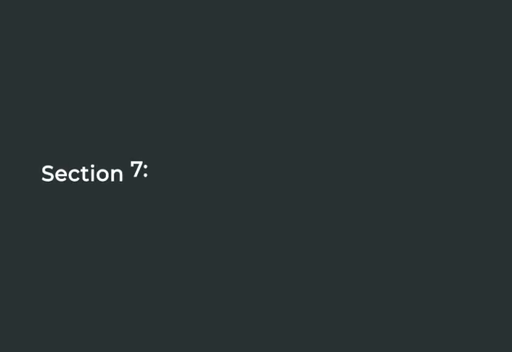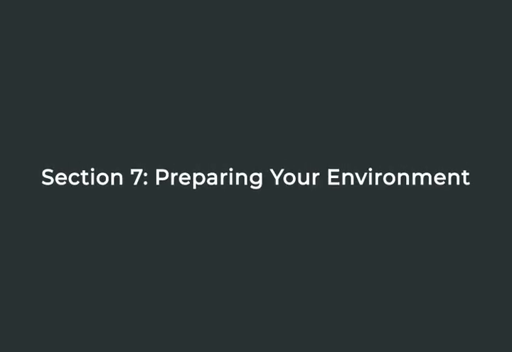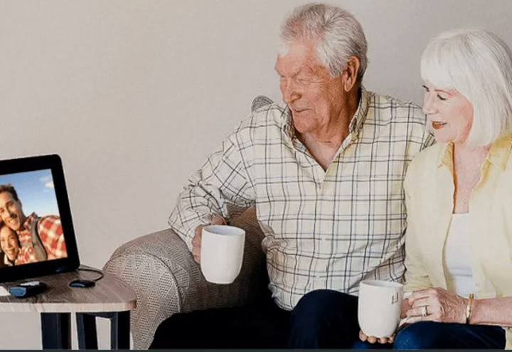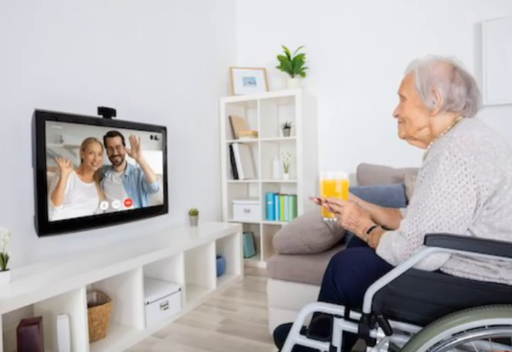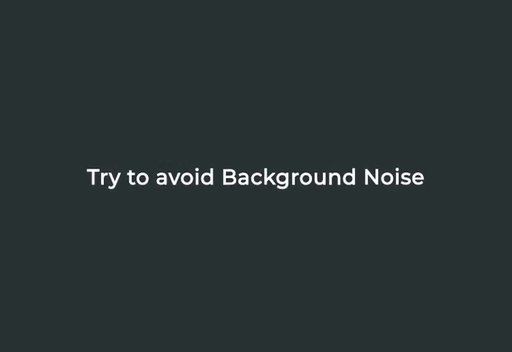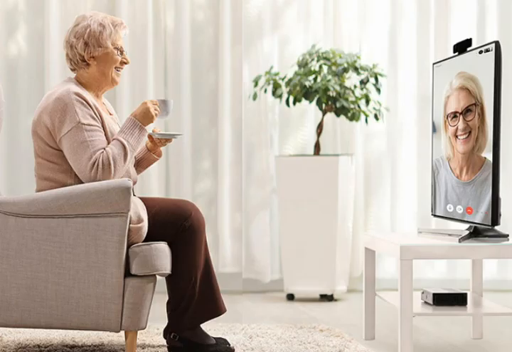Final section. Preparing your environment. Before we dive into the technical setup, let's talk about your environment. Where you set up your video call can make a big difference. Find a quiet, well-lit spot where you won't be interrupted. Background noise can be distracting, so try to eliminate any potential sounds, like TV or loud conversations in the next room. If you're expecting background noise, consider using a noise-canceling microphone or headphones.